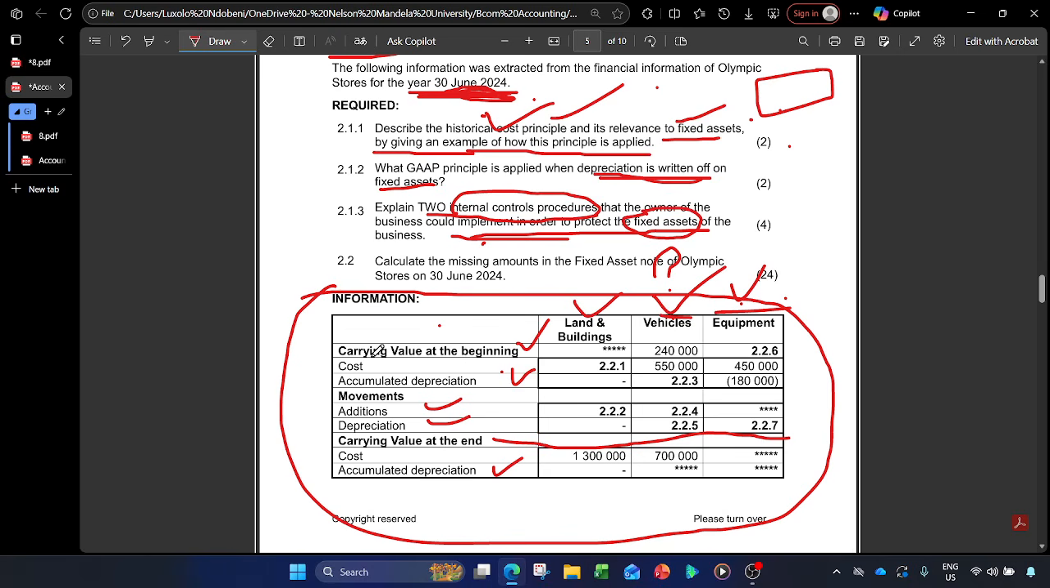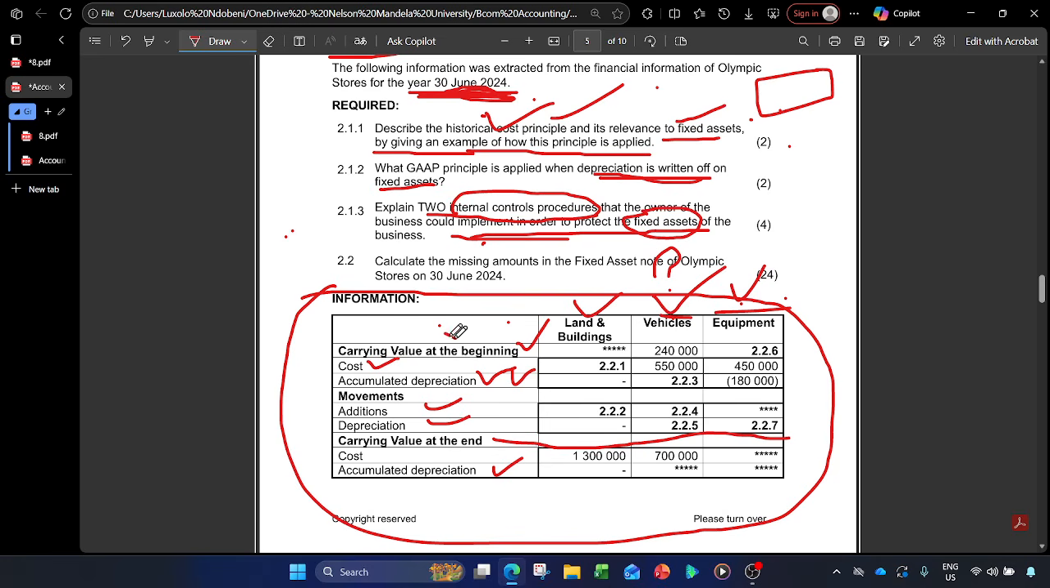Firstly, we have the cost. This is the cost that we bought the asset for, and according to the historical cost principle, every asset must be recorded in the business at its original cost. Then the accumulated depreciation is the depreciation for the years. Let's say we bought an asset in 2015, and that asset is still available in 2025. The accumulated depreciation is the depreciation from 2015 until 2025. It's an accumulation, as you can see.